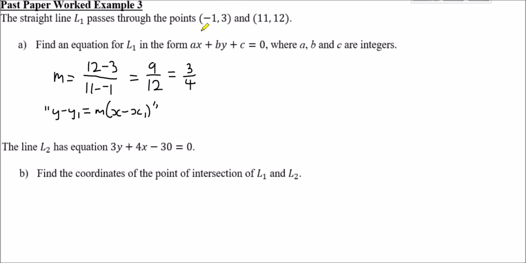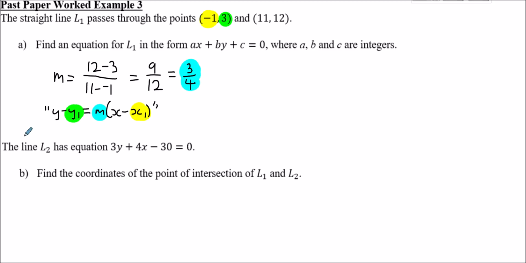It's entirely your choice in terms of what you pick. I'd always go for the positive numbers. However, these are smaller numbers, so it's quite hard to decide. In fact, just for the hell of it, let's go for this one, minus 1, 3. So the known x-coordinate is minus 1. The known y-coordinate we're picking is 3. And the gradient we've just worked out is 3/4.